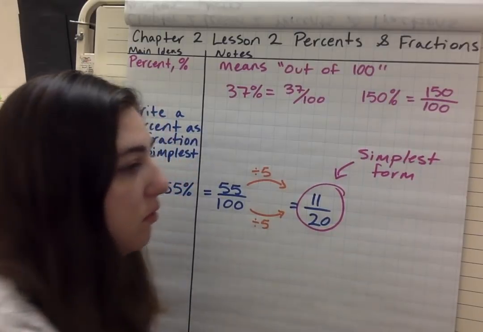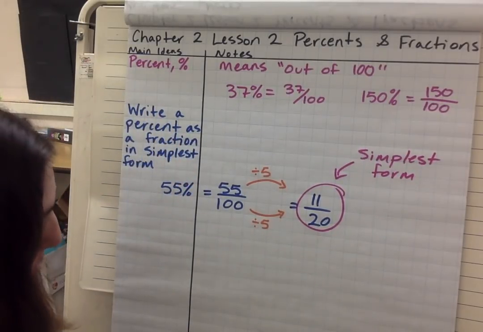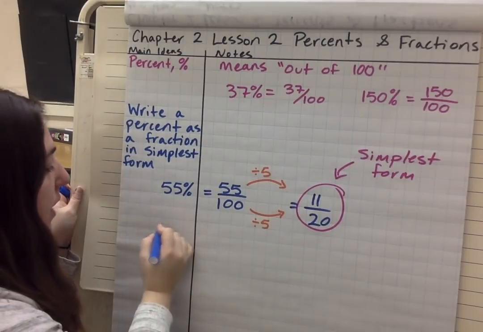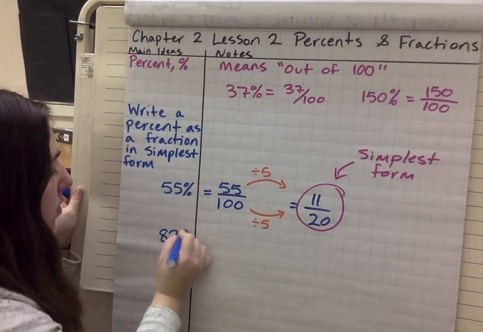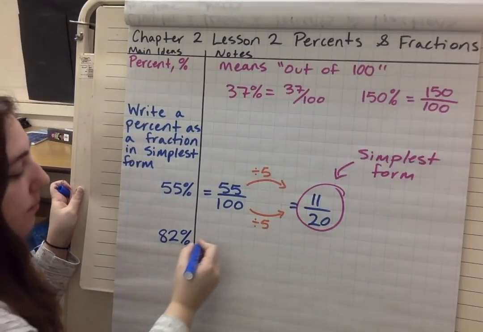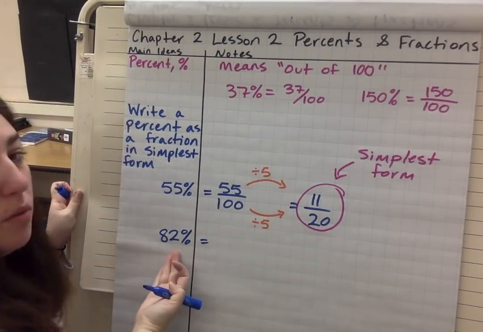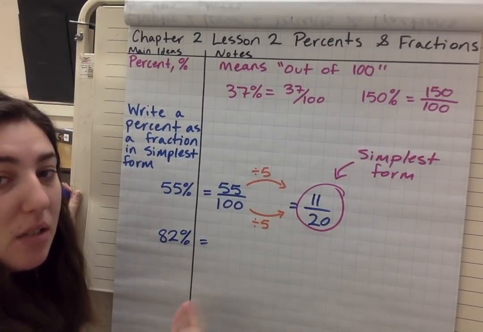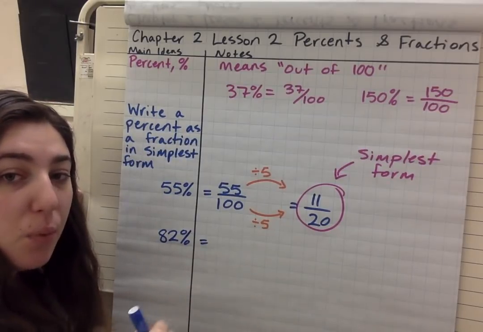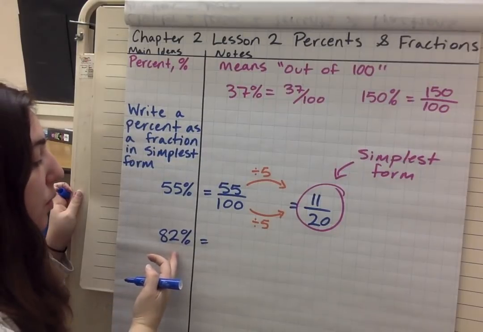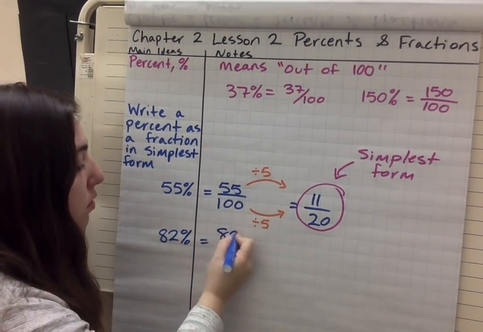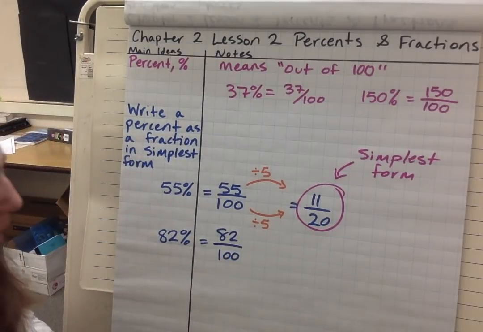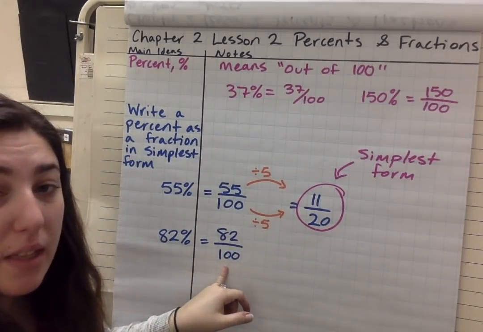All right, let's try one more example. Let's do 82%. So 82% also means 82 out of 100. So the way I say it is the way I'm going to write it, just like in the previous lesson. 82% means 82 out of 100. Okay, I also need to simplify this though.